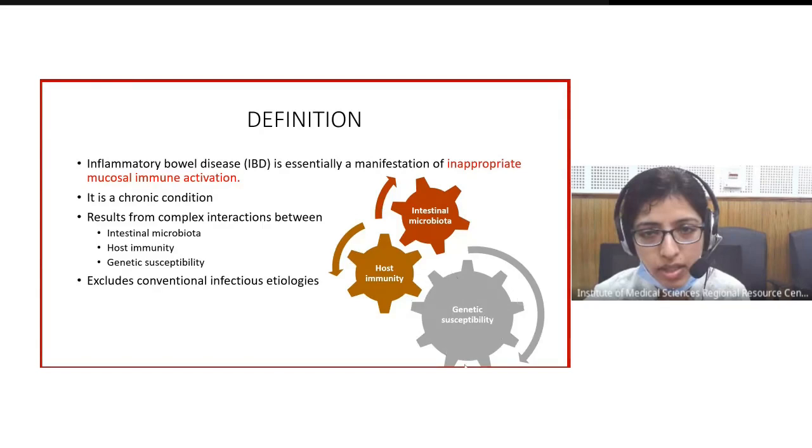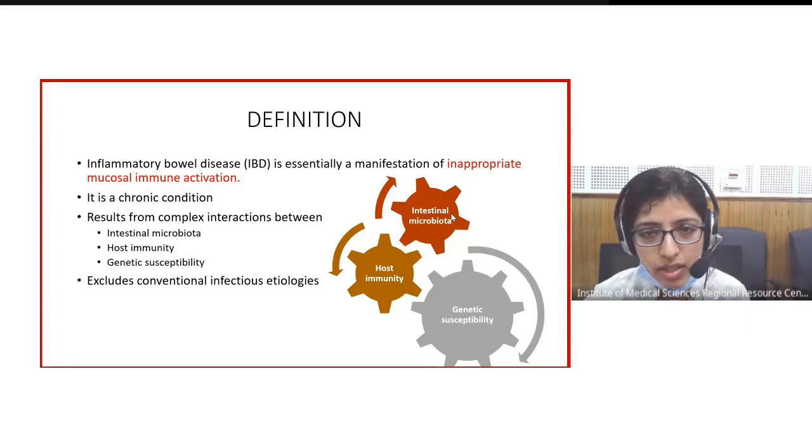So there is a very strong genetic component in inflammatory bowel disease. In genetically predisposed individuals, there occur some alterations in the way these two systems are interacting. We know our gut has a complete microbiota, that is the microorganisms, including all bacteria, fungi, viruses.